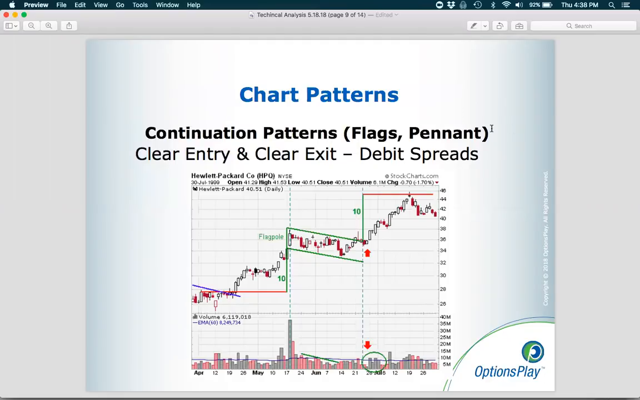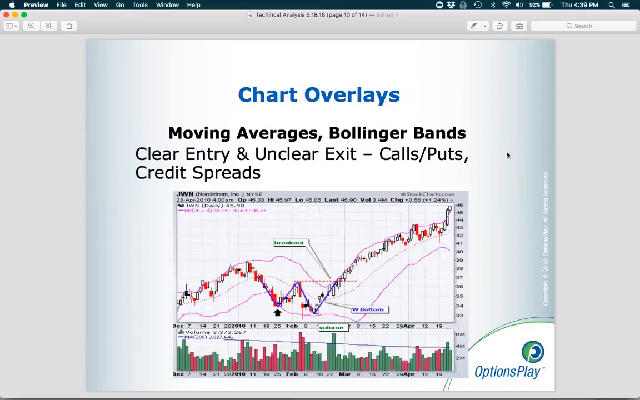And for these types of trades, you typically will want to use something like a debit spread. The reason for this is because these are typically not quick, violent moves. These are typically a little bit more orderly, if you will. They tend to move in a slower trend, and that's why debit spreads usually are a little better for these types of trades when you have a continuation pattern.